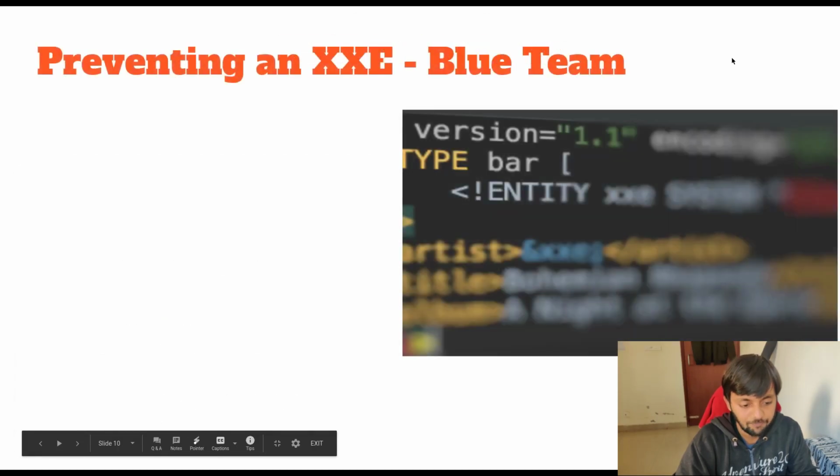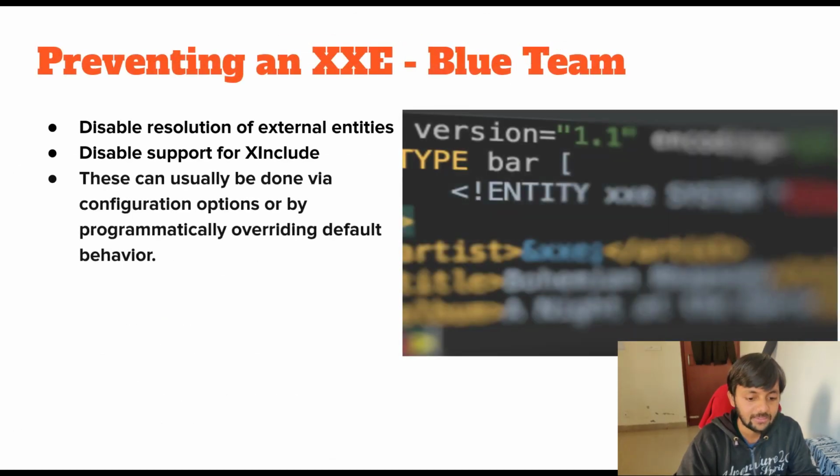So this is the XXE on Twitter. Preventing an XXE. What are the things as a blue team member, or if you are reporting it to a program, what are the mitigations that you should report? Disable resolution of XML external entities, as already shown in the report also. And second thing is disable support for XInclude. XInclude is a thing where you could instruct the parser to include something. And usually these are done due to configuration options or programmatically by overriding default options. A lot of XML parsers have vulnerable or insecure default configurations, so you could change them. That's what is being talked about in the third point.